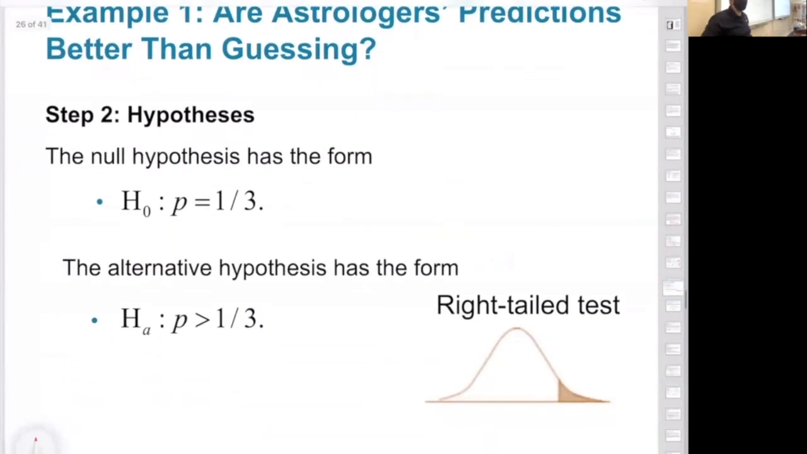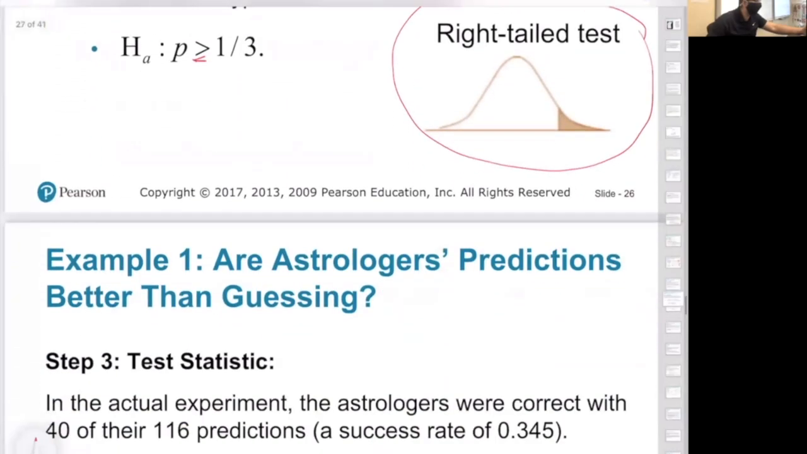The hypotheses, as I said to you: P is equal to 1/3. This is the null hypothesis. The alternative: P is greater than 1/3. Because it's greater than, what is the type of the test? It's a right-tailed test. This is very important to know from the very beginning, because you will know which tail you will use to find the p-value. So it's a right-tailed test.